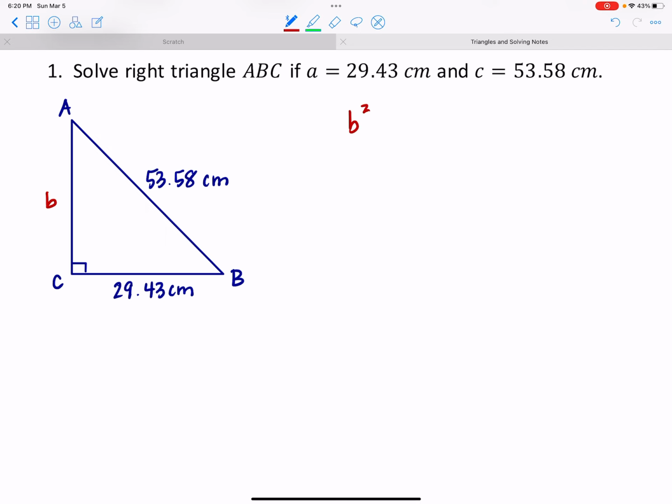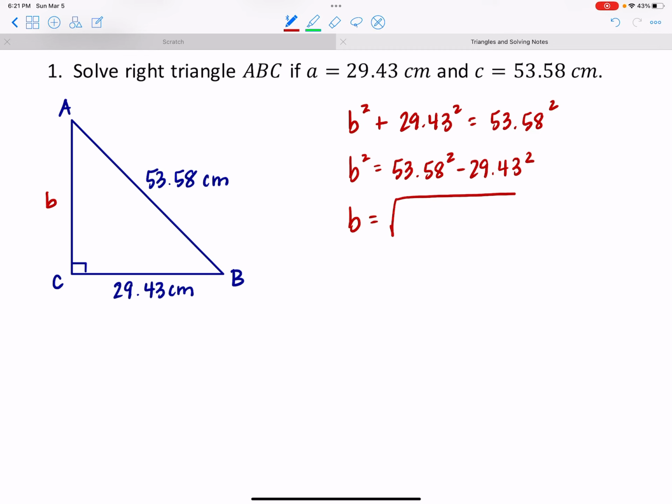So b squared plus a squared, which is 29.43 in this case, has to equal the hypotenuse squared, so 53.58 squared. And then basically I'm going to have to go to the calculator. I'm going to leave this in this squared format for a second. I know I'm going to subtract that 29.43. Oops, I forgot my square. So I have 53.58 squared. I'm going to subtract over the 29.43 squared, and then ultimately have to square root that.